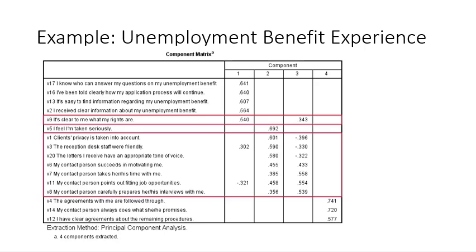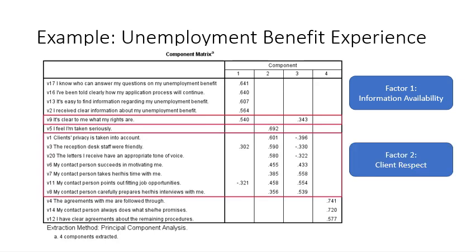You can see this last factor is the agreements with me are followed through, my contact person does what she or he promises, and I have clear agreements about the remaining procedures. So you can see these last items might measure a construct of how dependable the scores are. So factor 1, maybe information availability. Factor 2, maybe client respect. And factor 3, follow through. And so the researcher would decide what to do with these items and would probably trim some of these items out to get more clear indicators of the constructs.